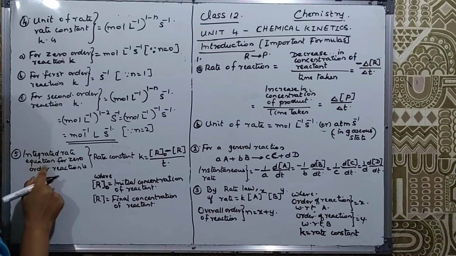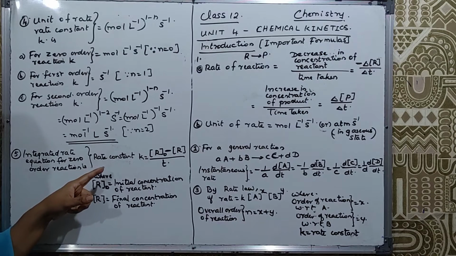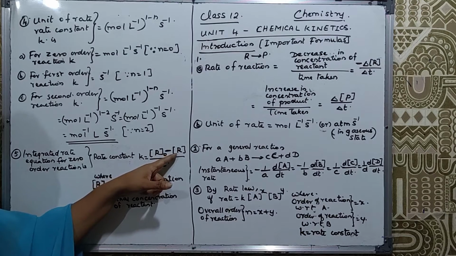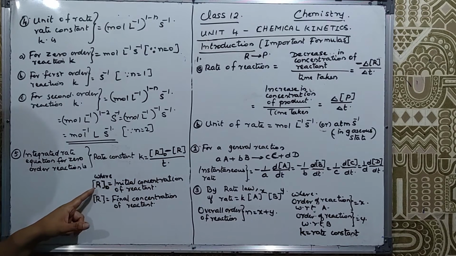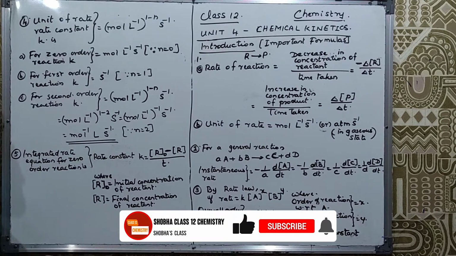Now the next one is the integrated rate equation for a zero order reaction. When you do the derivation, you will see that rate constant K equals R0 minus R divided by t, where R0 is the initial concentration of the reactant and R is the final concentration of the reactant. And now we will do some more formulas.